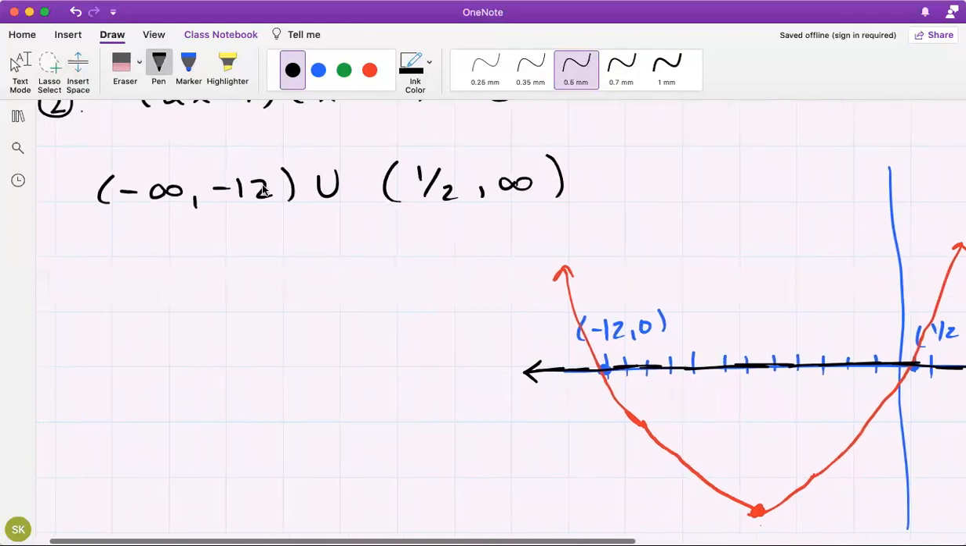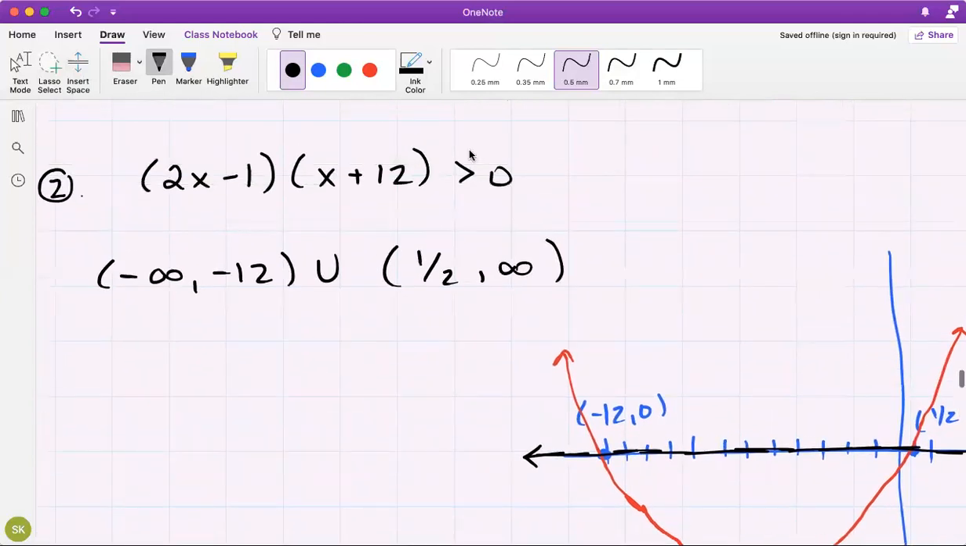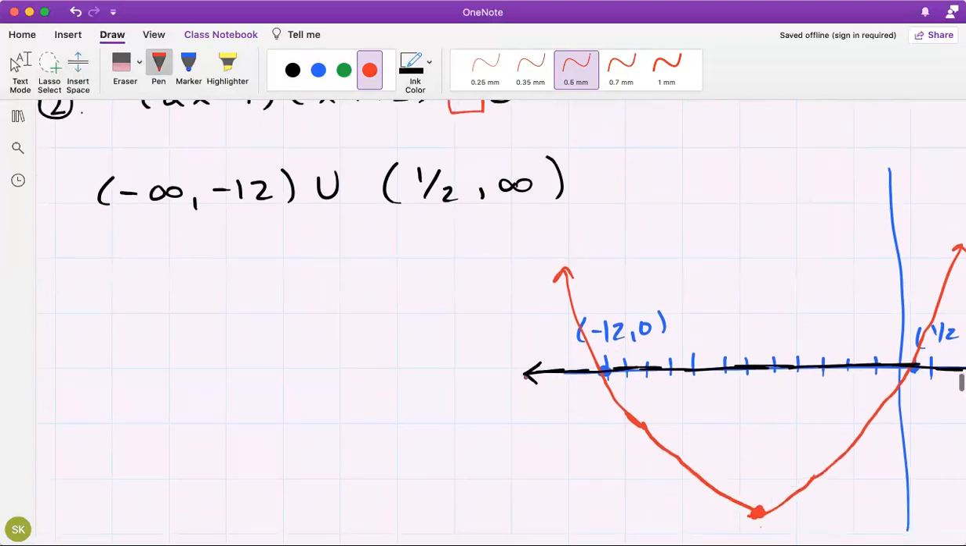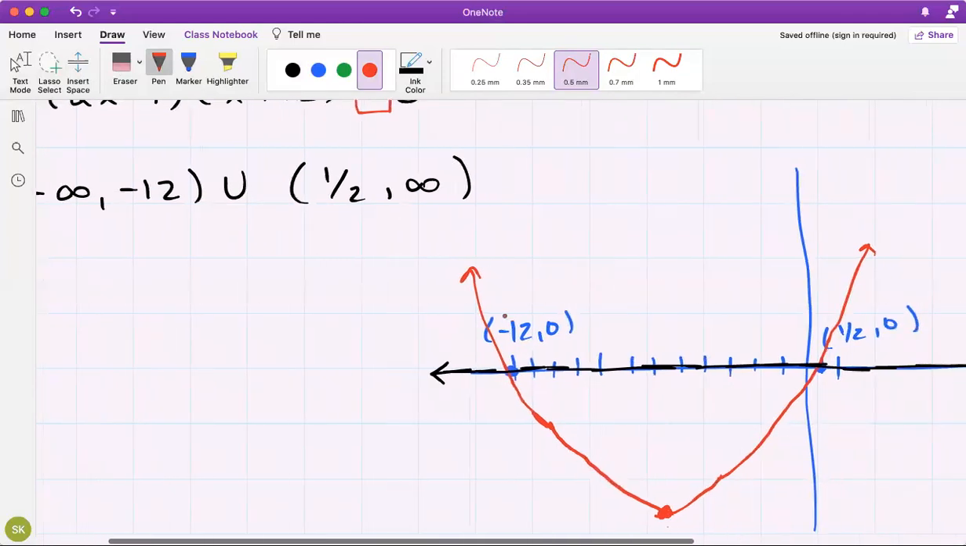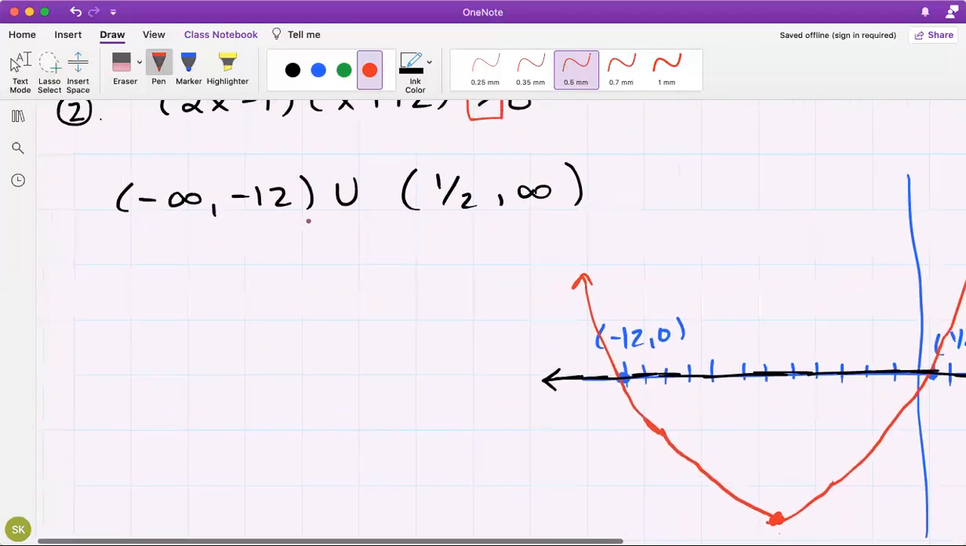So why are we putting parentheses here? That's because of this sign. If I said greater than or equal to, then you would put brackets here. If I just say greater than, that means we cannot equal 0, which means we cannot be on this line. Because we cannot be on this line, we don't include the points that are on the line, which is when x is -12 and x is 1/2. So that's why we have parentheses here.